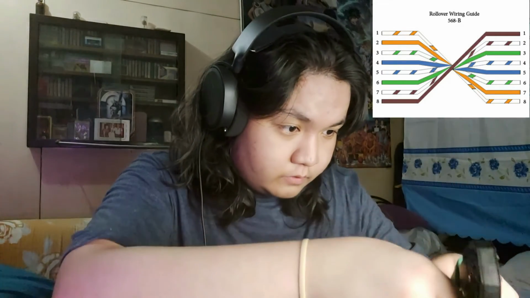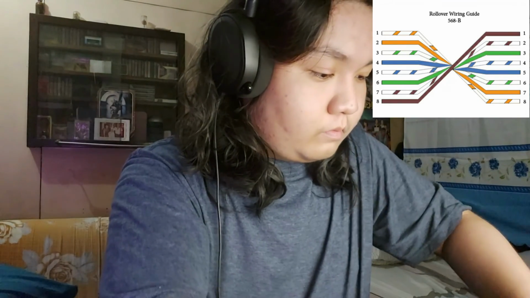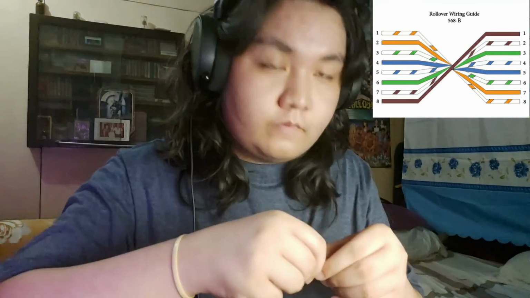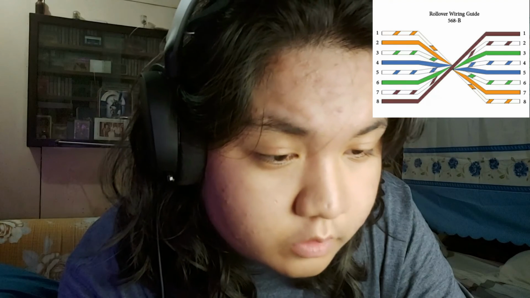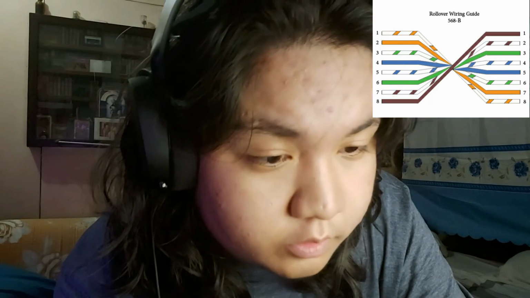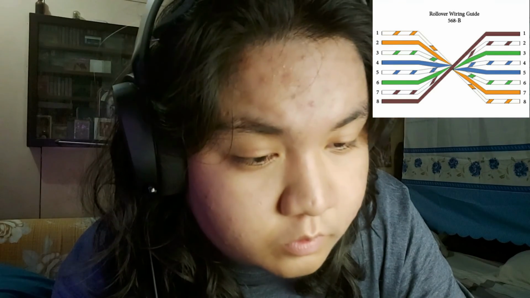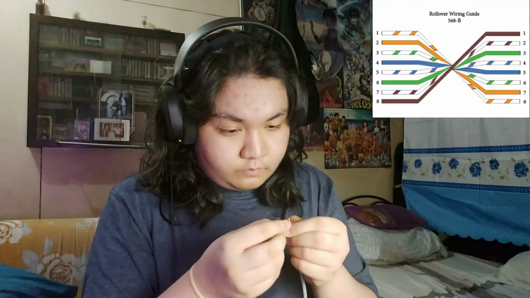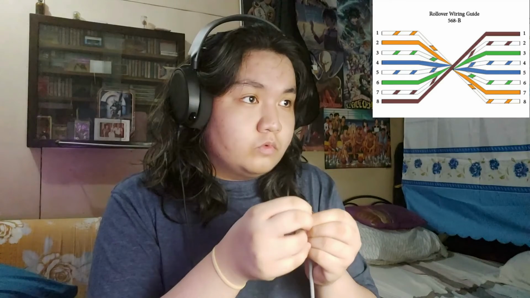then we use our crimping tool to cut the ends so that it will be aligned. There you go. Now double check the pattern. White, brown, then green. After green, white, blue, blue, white, green, orange, white, orange. White, blue, blue.